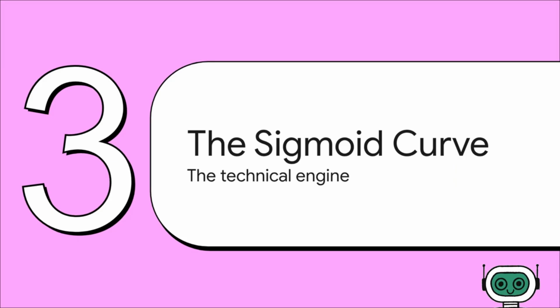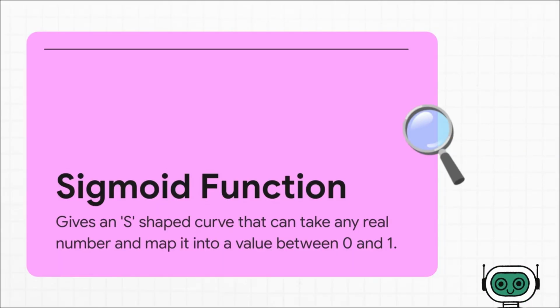Okay, so that special converter function we just talked about, it has a proper name, and it's really the technical engine that drives this whole process. It's called the sigmoid function, and it produces this beautiful, characteristic S-shaped curve. It's a mathematical tool designed to do exactly what we need: take any real number as input and map it perfectly to a value between 0 and 1.